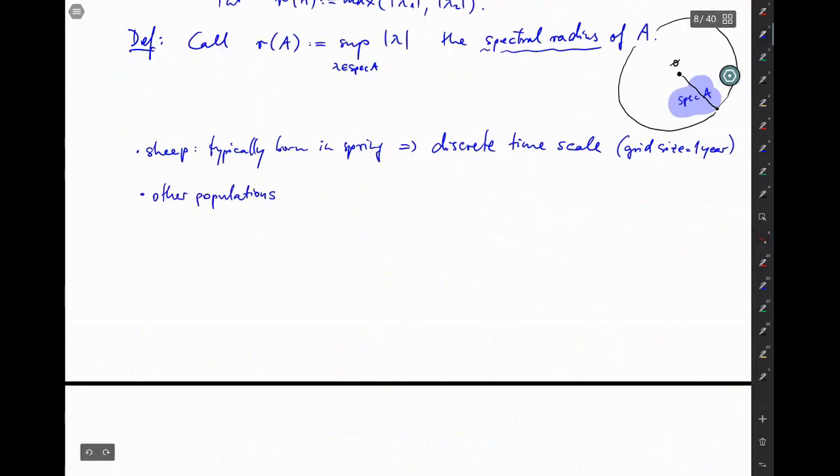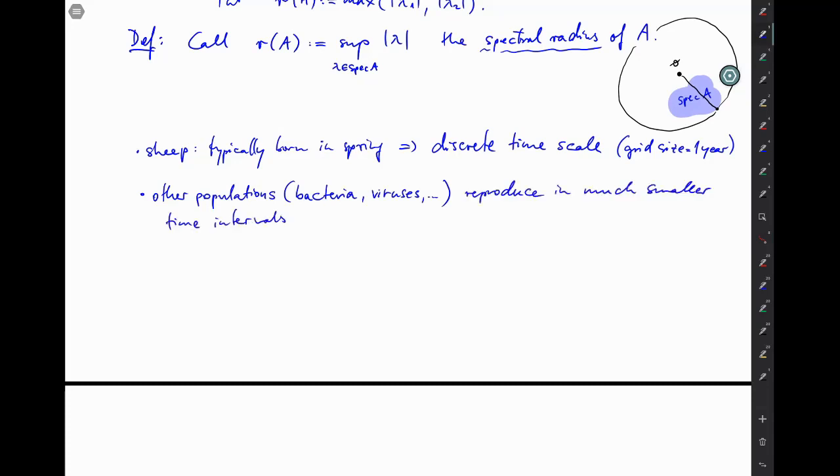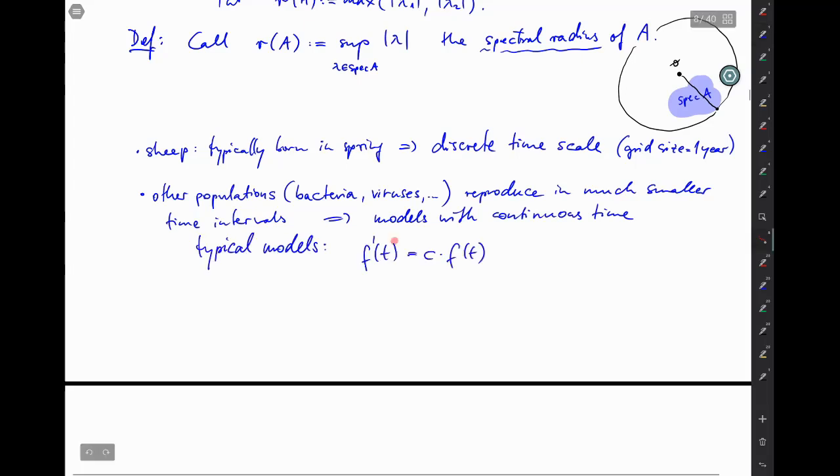Other populations, think of tiny stuff like bacteria or viruses, reproduce in much smaller time intervals, which suggests to take models with continuous time. And typical models describe the size of your population by a differential equation, maybe like this. So here you say the growth rate or the reproduction rate is proportional to the current size of the population, right? So the more population you have, the more babies you're going to have in the next second. And we know that that leads to exponential growth.